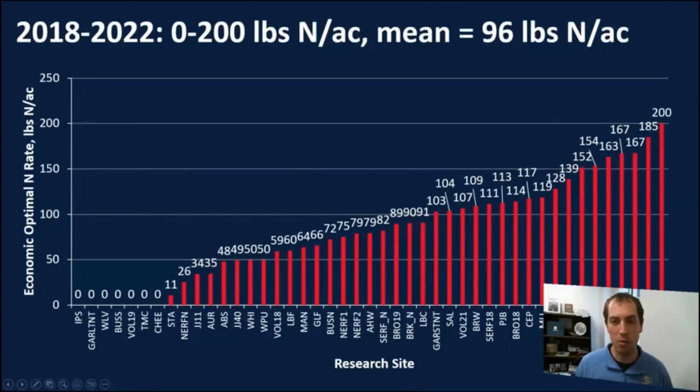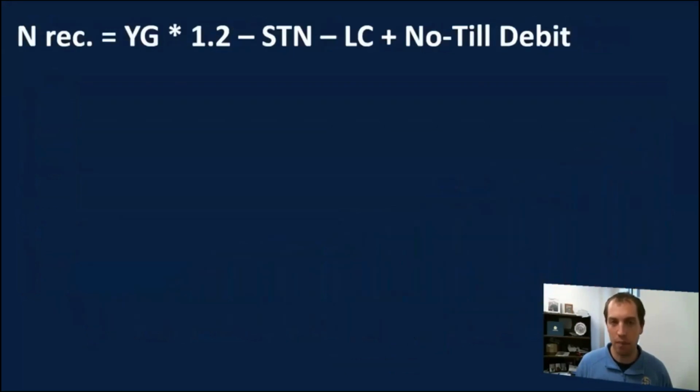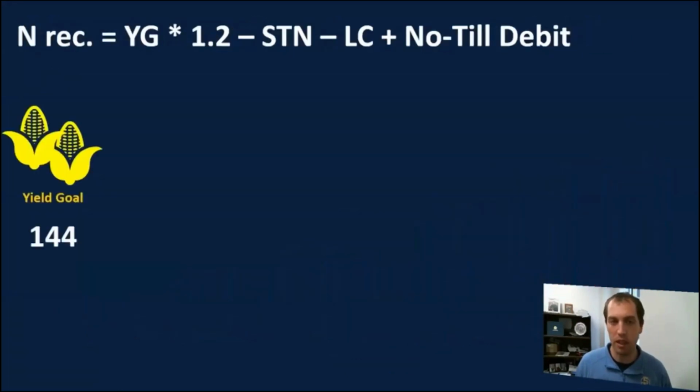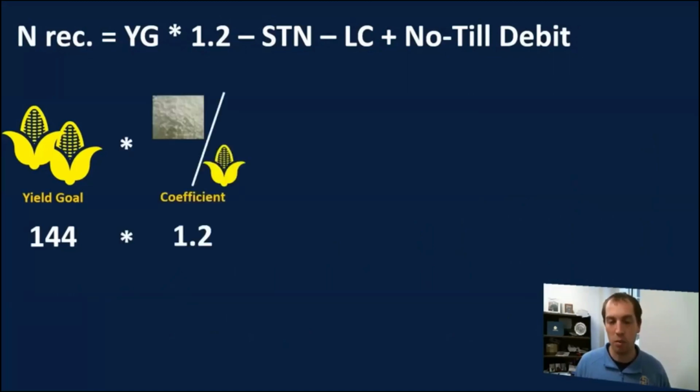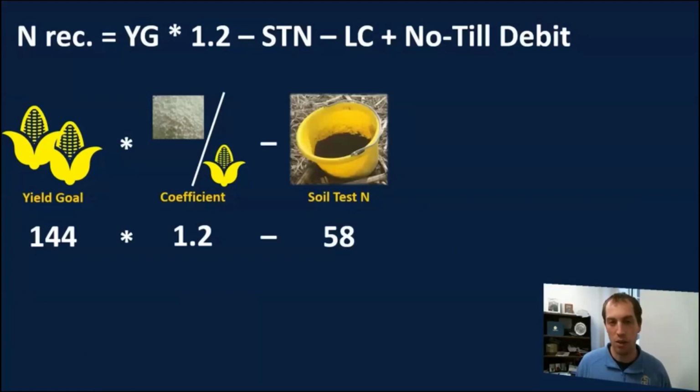So how do we best predict these nitrogen rates since they're so varying across the state? This is the next part. Traditionally, to this point, we've been using what we call a yield goal approach, using a multiplier of 1.2 for the amount of nitrogen needed to produce 1 bushel of corn. So the equation looks a little bit like this. We have our yield goal, and we're going to say 144 bushels of corn for this example. We're going to multiply that by our coefficient, or multiplier, of 1.2 pounds of N per bushel of corn. We're then going to subtract our soil tested nitrogen from our 0 to 24-inch sample.